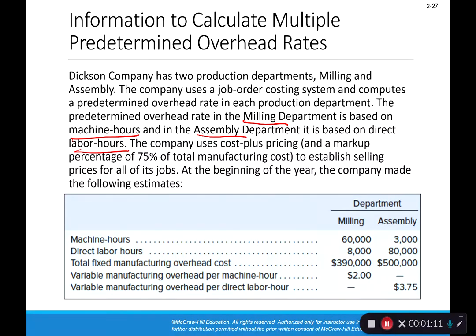Then the company uses cost plus pricing to give a markup of 75%. So once we get our job costs, we could figure out using the 75% markup how much we should charge our customers. So then we're given some information about the different departments, which we're going to use to calculate a predetermined overhead rate for each department.